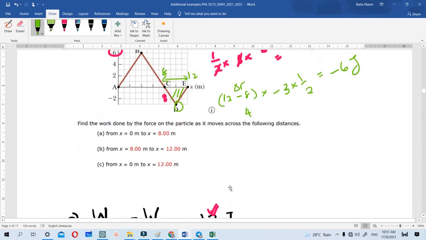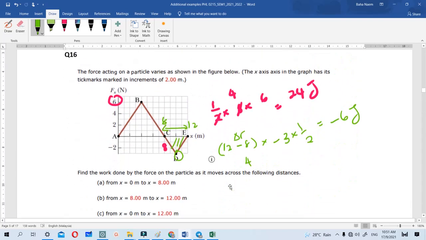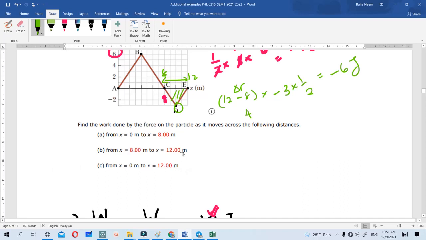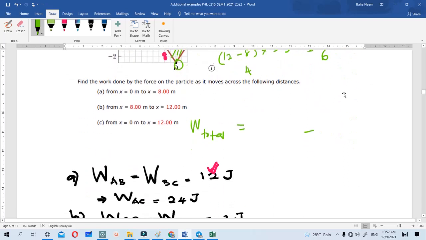Now, this is the best question, one they used to ask: what will be the total work done? So this is the total work done from x equals 0 until the end of the motion, which is 12. When it involves total work, regardless of whether the motion goes to the right or to the left, it is all about adding up all the numbers because work is a scalar product. So you are expected to add negative 6 just now with 24.